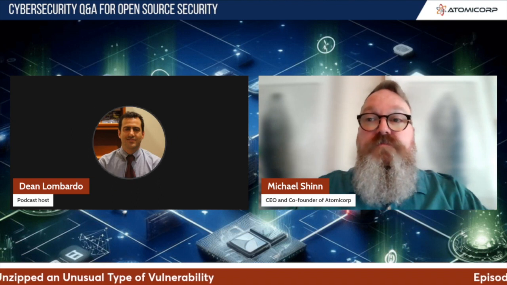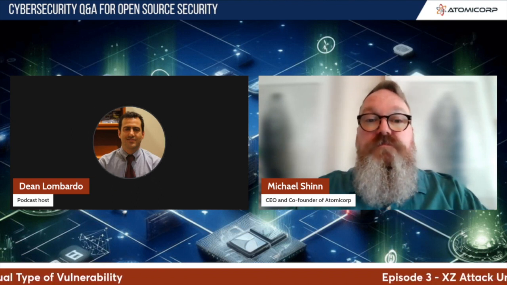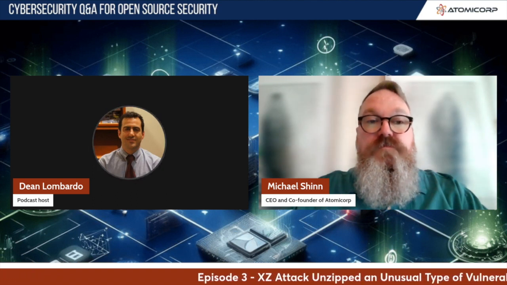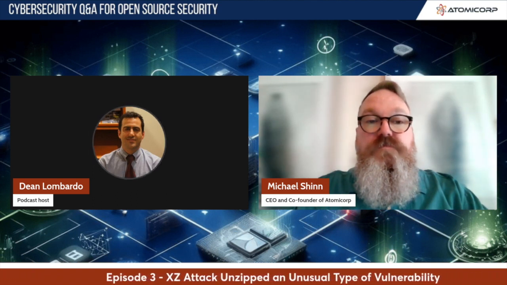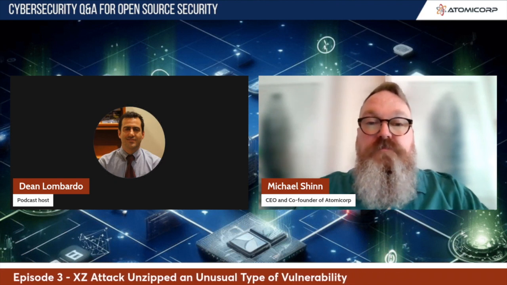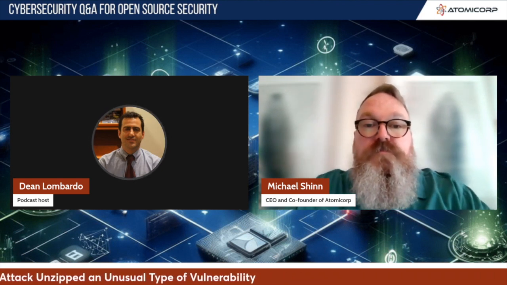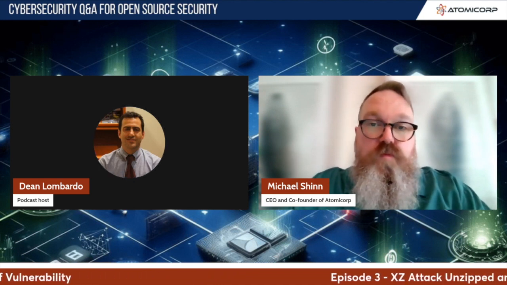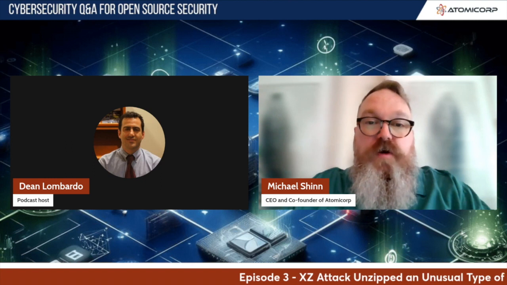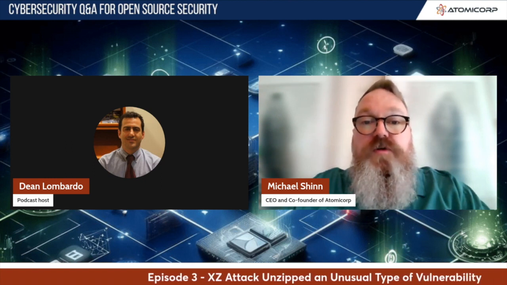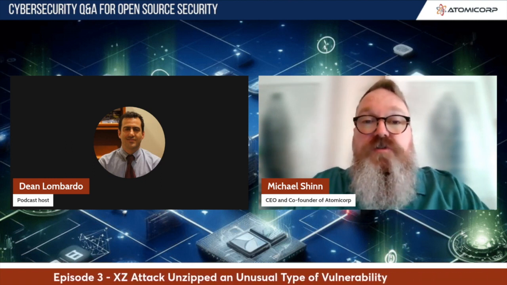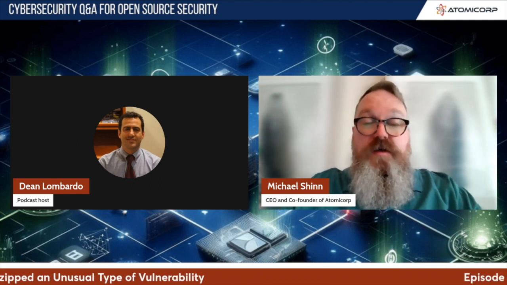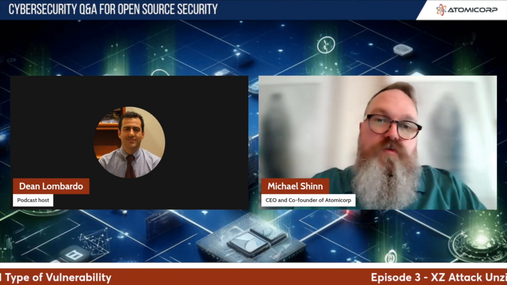Mike, once the backdoors were detected, what were the potential downstream targets of the backdoor? Where were they hoping to work their way into? Yeah, so as near as we can tell at this point from what we know, this backdoor allowed an attacker to gain complete control of a system remotely, and then at that point you could do whatever you wanted.